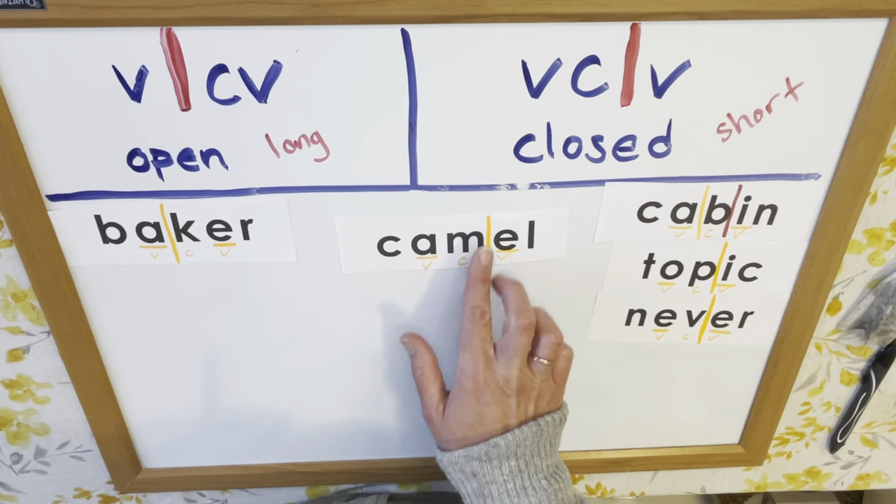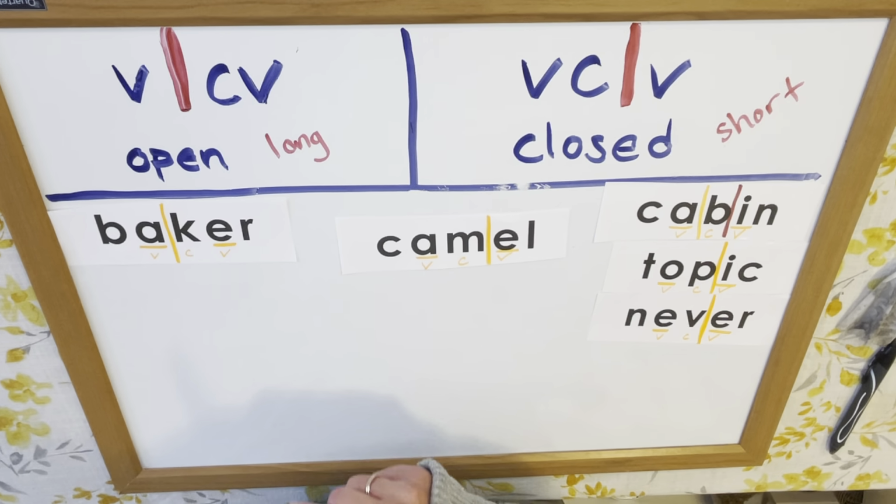Okay, so it's important when you're reading multi-syllable words or bigger words. Sometimes you have to try different ways. You have to sound it out two different ways to figure out which one sounds right. Okay?